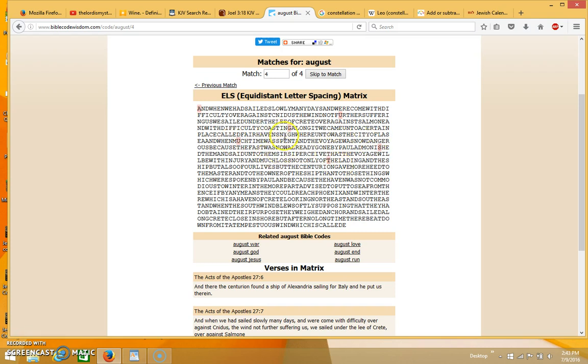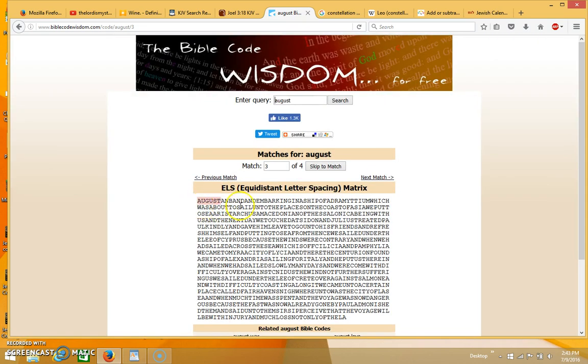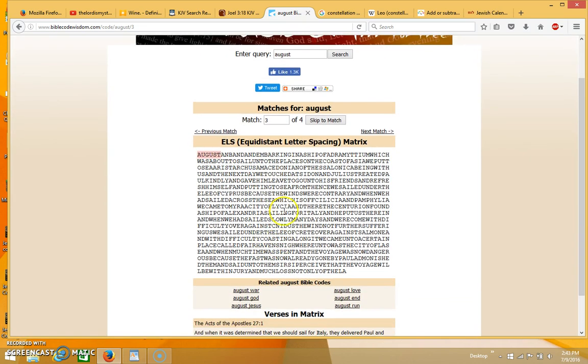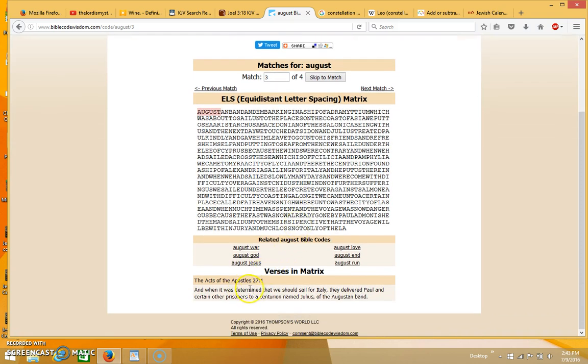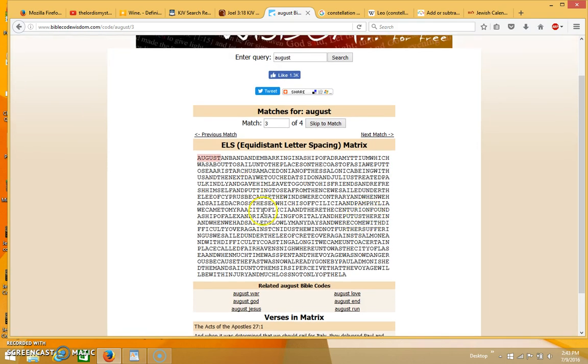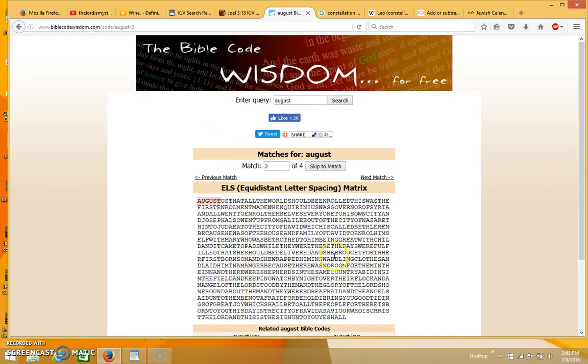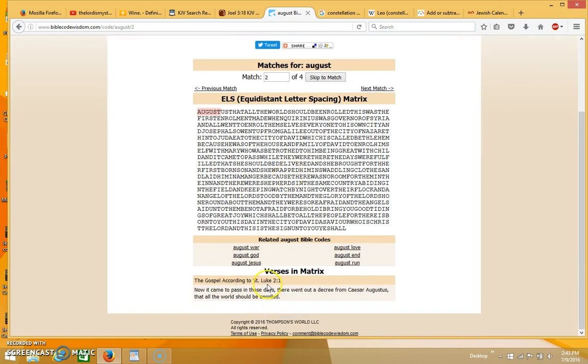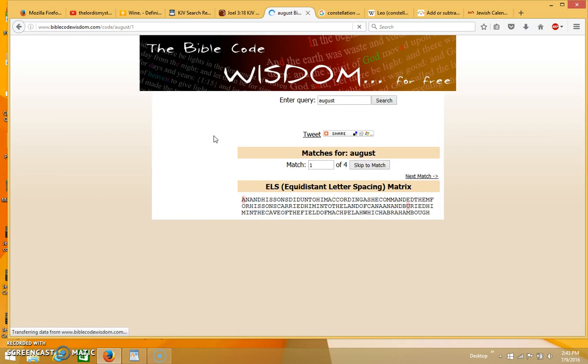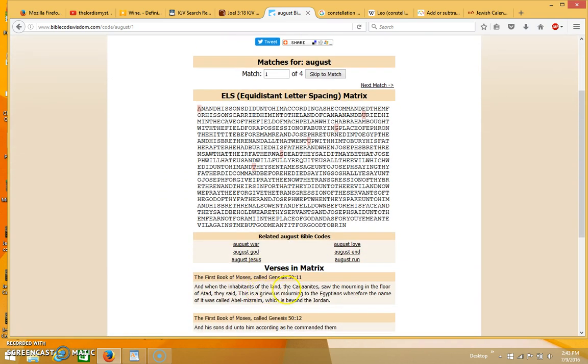So it's basically coming up in the same chapter once in ELS form and the other time in the plain text, which I think makes it even more significant that it's coming up both ways in the same chapter in Acts chapter 27. But it does show up as 2 different matrices, but these 2 matrices overlap each other, so it's almost as if it's one matrix. And then the matrix prior to that was coming up in the book of Luke, and then the first matrix that was coming up was in the book of Genesis.